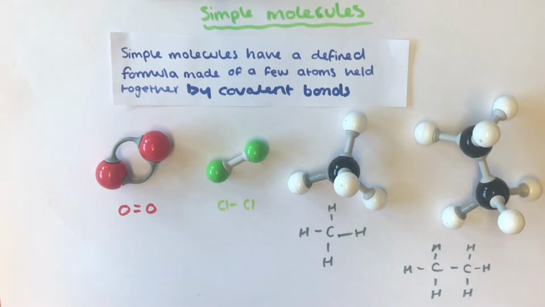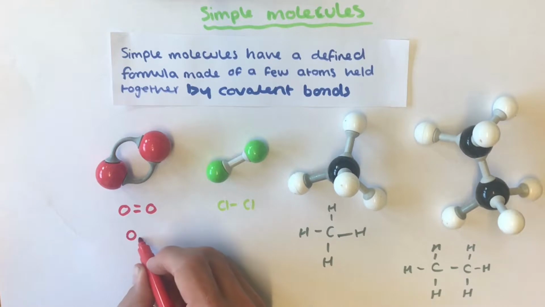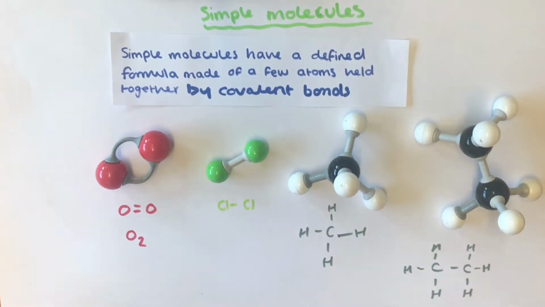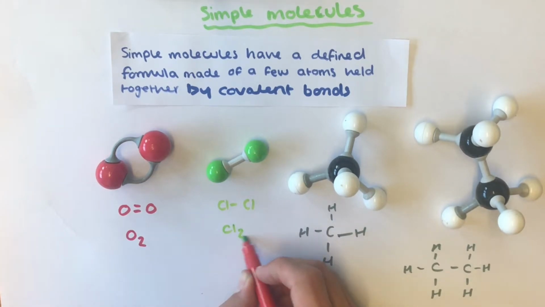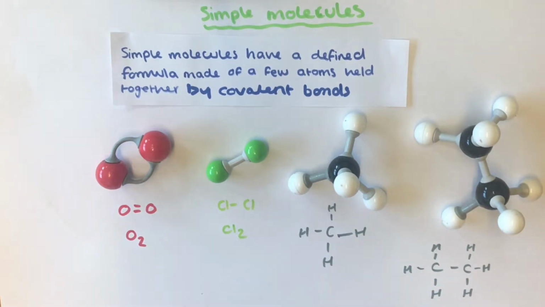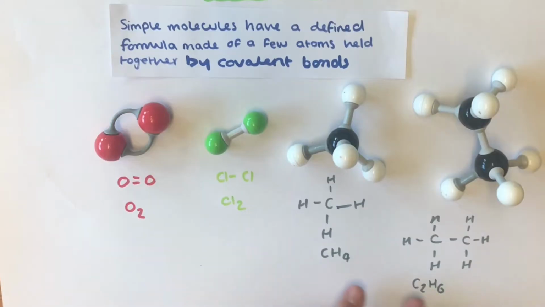So if we look at their defined formulae, we've got O2 for oxygen, that's a simple molecule of oxygen. We've got Cl2 here for chlorine. We've got methane here, which is CH4. And we have ethane here, which is C2H6. So these are defined formulae, and they are individual molecules that they end up forming.